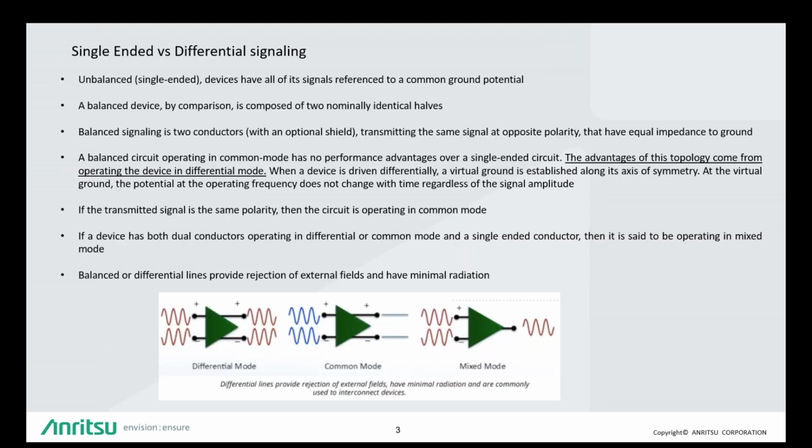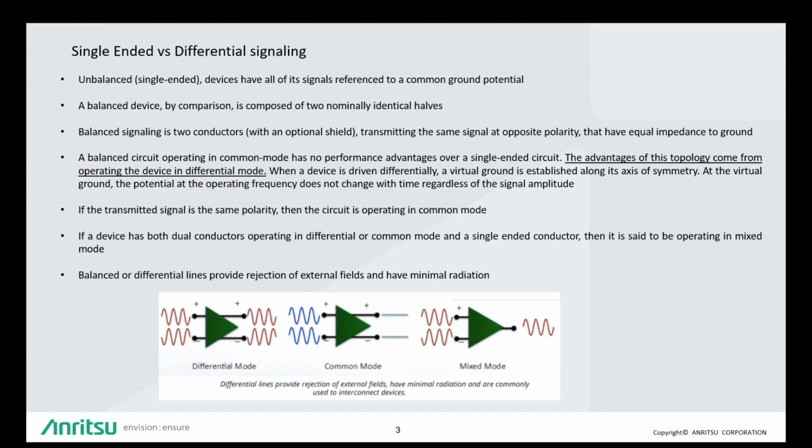So just wanted to begin with going over single-ended versus differential signaling, what it means, and so forth. Single-ended is basically unbalanced devices which have all of its signals referenced to a common ground potential. Now, when you look at a balanced device, by comparison, it's composed of two identical halves. In balanced signaling, you have two conductors with an optional shield. Shield is obviously recommended, and they're transmitting the same signal at opposite polarities and have equal impedance to ground.